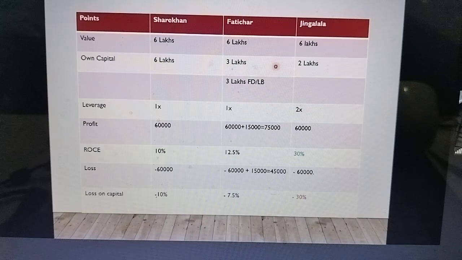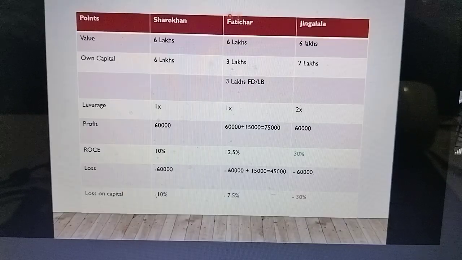Let us not get confused between margin and leverage. Margin is the minimum that the brokerage requires us to provide. Leverage is how much risk we are ready to take. Like here, Sher Khan, we are considering, is buying a contract of 6 lakhs. Imagine today Nifty's contract value is 6 lakhs. Sher Khan doesn't want to take any risk. He puts 9 lakhs, keeps it in cash, and he takes one lot of Nifty.